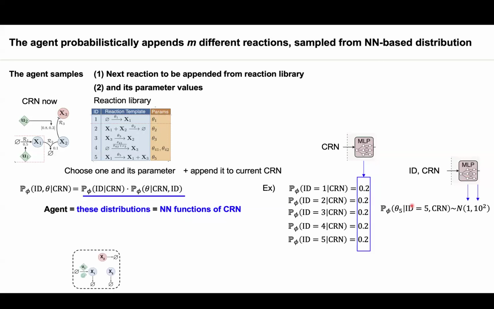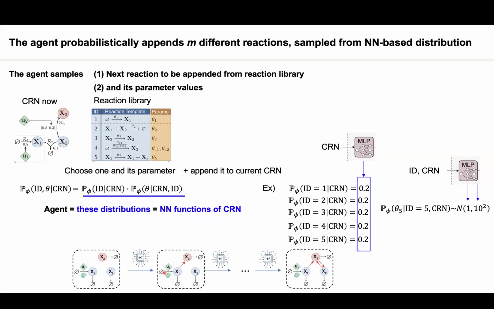So from this parameter, this distribution based on the neural network, we can sample the ID and CRN. It means that we can sample the next reaction. So we repeat this procedure multiple times. Yes. So this procedure is the first procedure in the whole procedure in the previous slide.